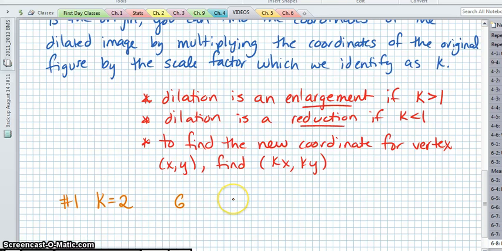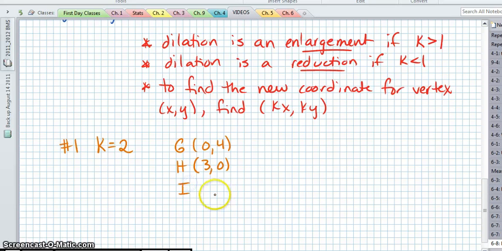So let's take a look at G. Now, it drives me crazy when they do not label their axes, and this is why I ask you to do so. But in this case, we are counting by ones. The coordinates of G, if we take a look at this, are 0, 4. Okay. We have H, which is at 3, 0. And we have I, which is at 0, 0. That works out really nicely.